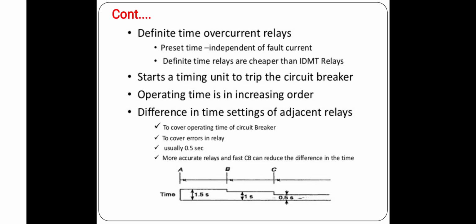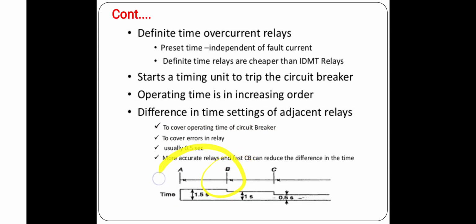Now, if I am talking about when a fault occurs beyond C, that means in this direction, all relays come into action as the fault current flows through all of them. The least time setting is for the relay placed at C. This is 0.5 seconds. This is the least time setting. So it operates after 0.5 second and the fault is cleared. Now the relays at A and B are reset.